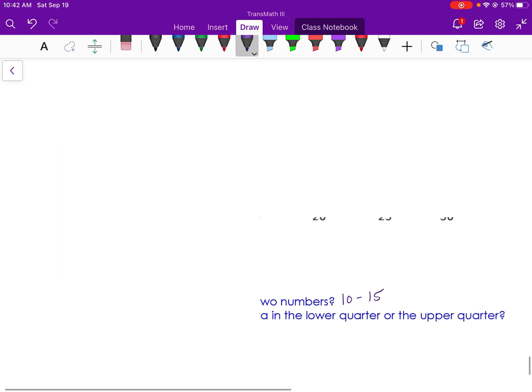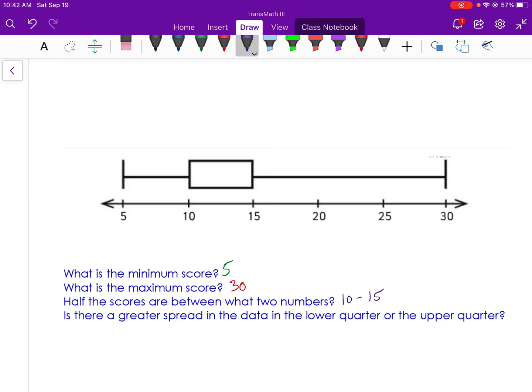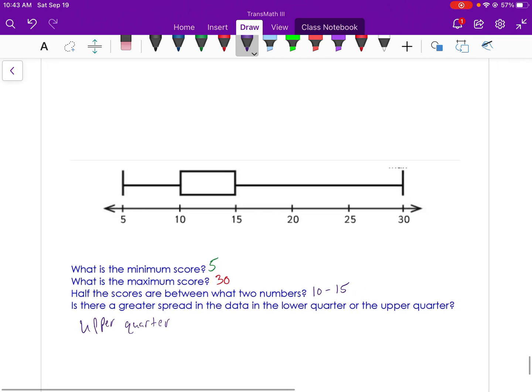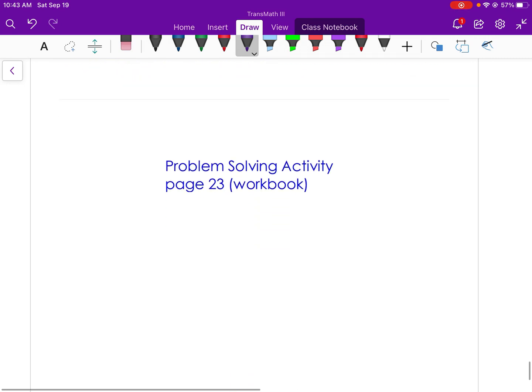Now, is there a greater spread in the lower quarter or the upper quarter? In these cases, we're going to look at the actual whiskers. So which one has a bigger spread? The left whisker is shorter than the right whisker, so the upper quarter, in this case, has a greater spread. That spread is from 15 to 30 in the upper quarter, and the spread in the lower quarter is from 5 to 10.